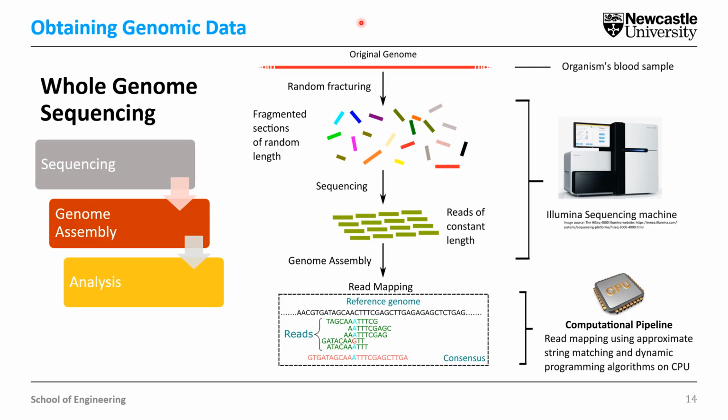So how is genomic data obtained? Genomic data is obtained using a process called whole genome sequencing, which has three stages: sequencing, genome assembly, and analysis. Sequencing takes place in dedicated sequencing machines, which involves several chemical reactions, which break the original genome of the organism into smaller pieces and then sequence it in the form of constant length reads. These reads are then recombined together to obtain the original genome, which falls under the genome assembly stage. Both the genome assembly and analysis are computational pipelines and are processed on CPUs.